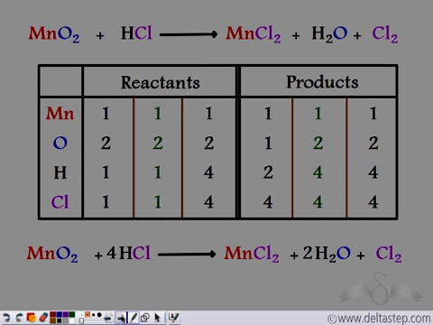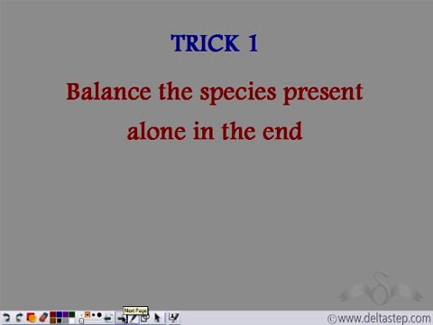So now if we look at our equation, manganese is balanced, oxygen is balanced, hydrogen is balanced, and chlorine is balanced. So by always balancing the species which is present alone in the end, we are able to reduce the number of steps, and it becomes a really easy process to balance the equation. So we'll always remember that whenever any species is present alone, we always balance it in the end. This is our trick 1.